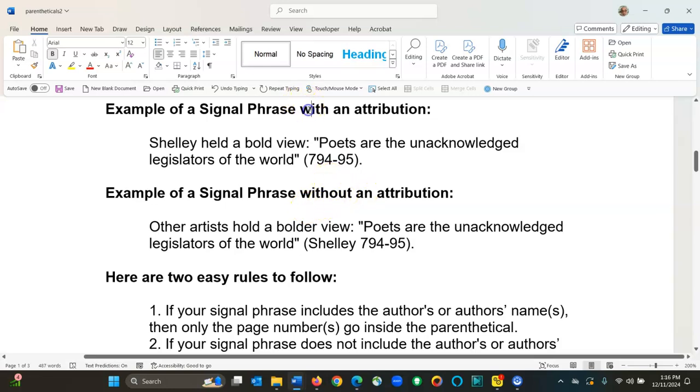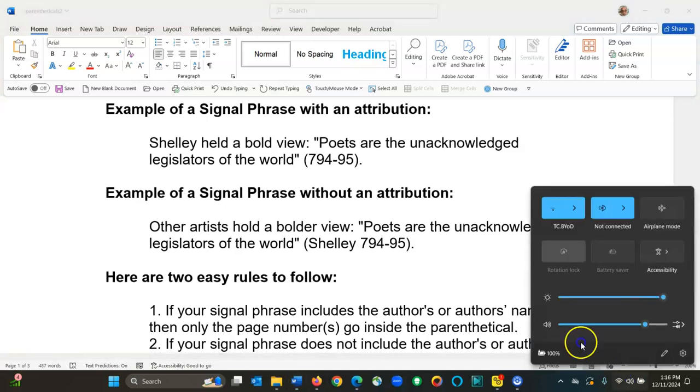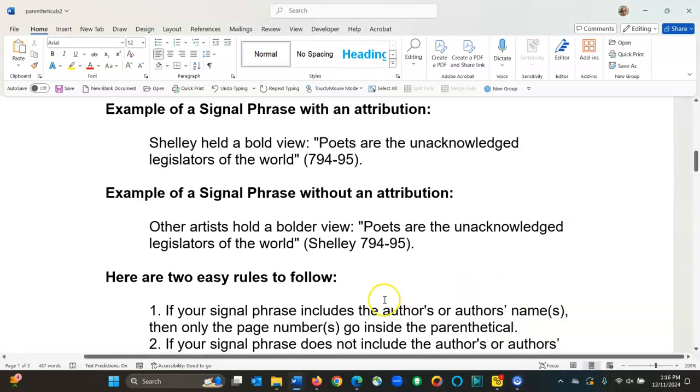So that's an example of a signal phrase with an attribution, because we named the author. Therefore, the author's name does not go inside the parenthetical here. If it did, it would be redundant: Shelley held a bold view: poets are the unacknowledged legislators of the world (Shelley 794-95). That's redundant, and we don't need that.